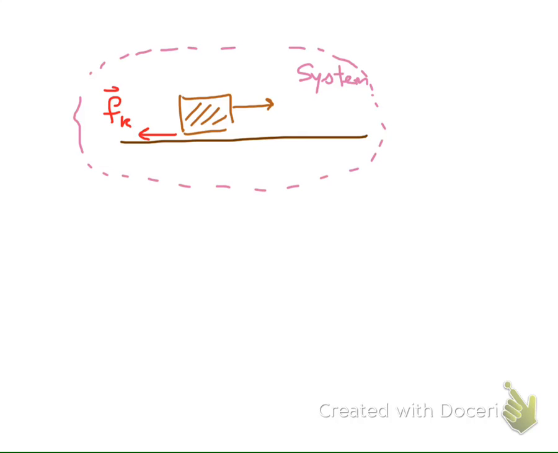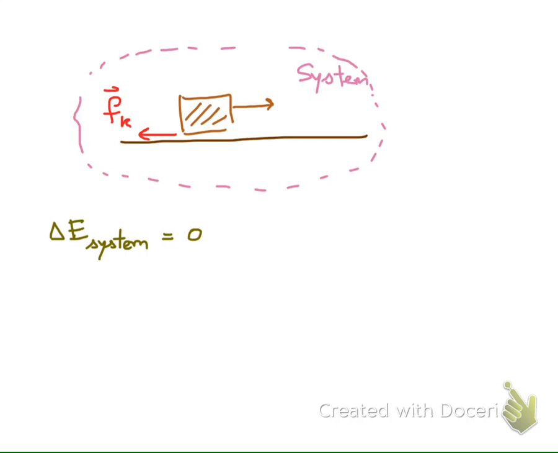Okay, and there are no forces from the environment. So if we define our system like this, we must have that the change of the energy of our system during the motion of the object is 0.